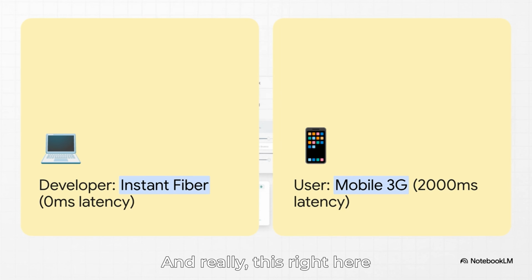And really, this right here brilliantly illustrates why that happens. The dreaded works on my machine syndrome. For us developers or support engineers, we're usually sitting on an instant fiber connection with virtually 0 milliseconds of latency. But for the user, they might be commuting on a congested mobile 3G network, getting hit with up to 2,000 milliseconds of latency. You are quite literally experiencing two completely different internets.